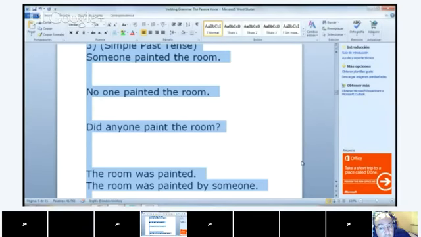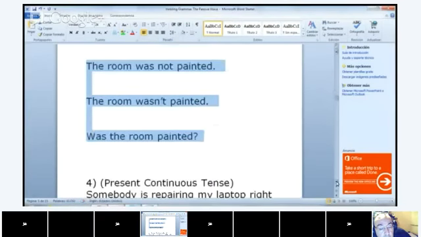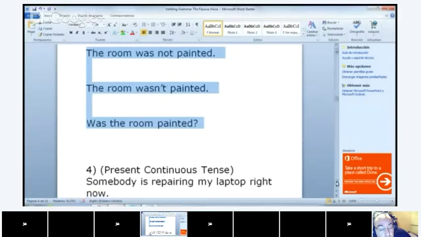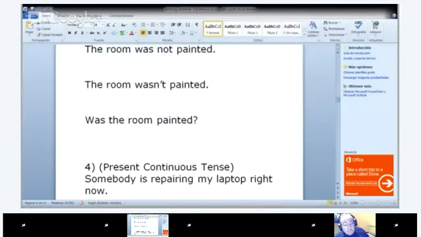I'm going to scroll down and take a look at the next example. Because I think, again, my philosophy for teaching grammar is to try and show as many realistic examples as possible. And so, present continuous tense. Okay, so somebody is repairing my laptop right now. Can we express that same idea in the negative form and in the question?